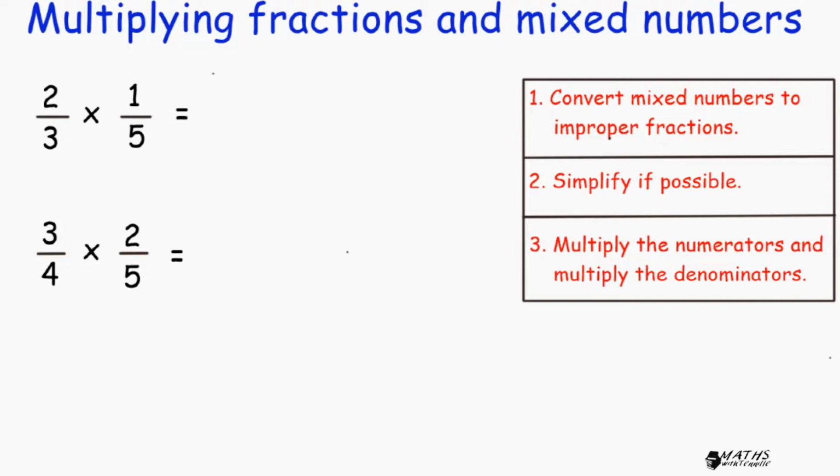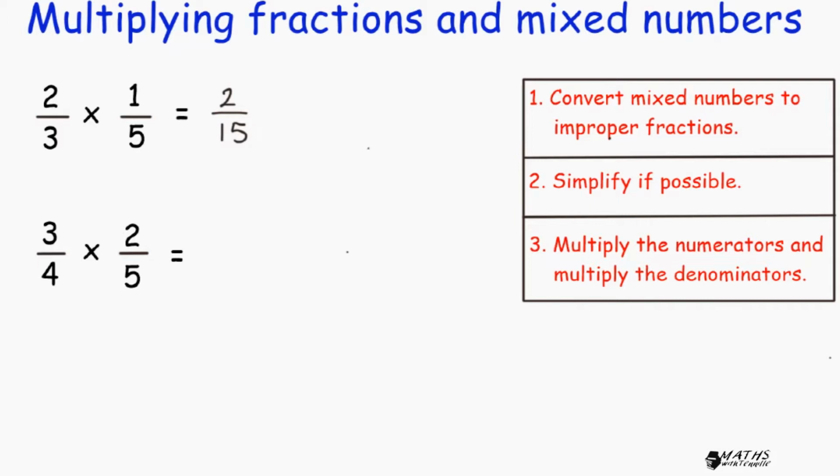In this lesson, we'll be learning how to multiply fractions and mixed numbers. Our first question is 2/3 multiplied by 1/5. I'm going to use rule number 3 here that says multiply the numerators and multiply the denominators. So it's quite simple. 2 times 1 is equal to 2. 3 times 5 is equal to 15.